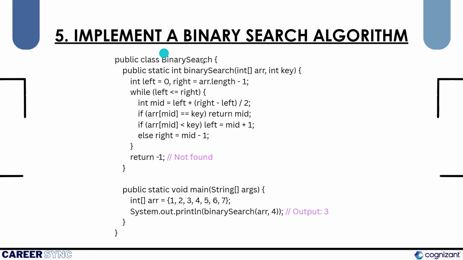Now the next question is implement a binary search algorithm. Binary search is a powerful algorithm for sorted arrays. First, identify the middle element. If the target value matches the middle, return the position. If the target is smaller, search in the left half. If larger, search in the right half. Repeat this process until the element is found or the search space becomes empty.